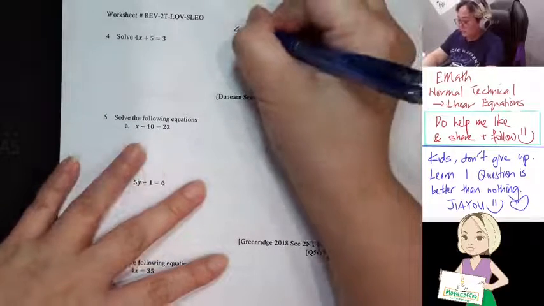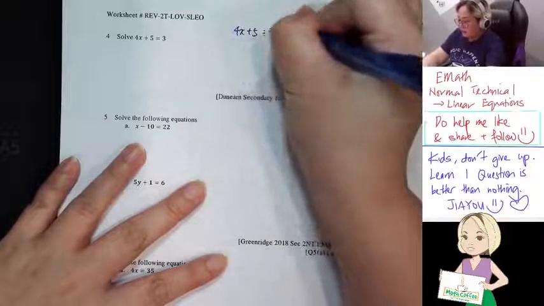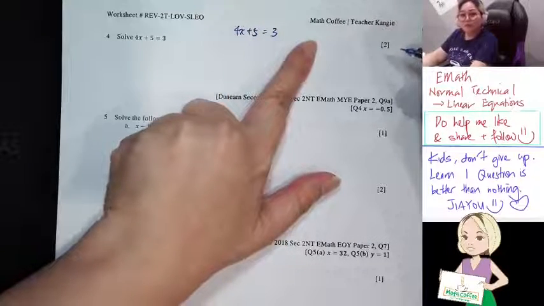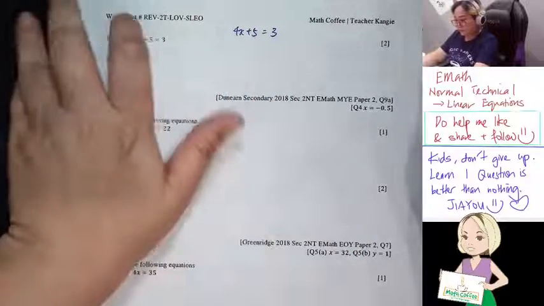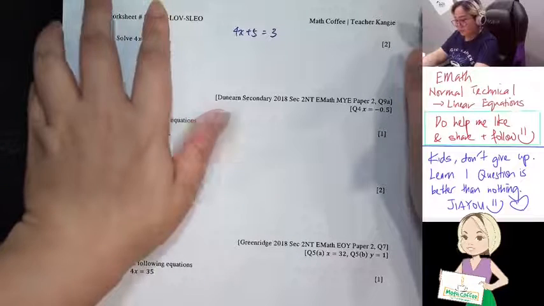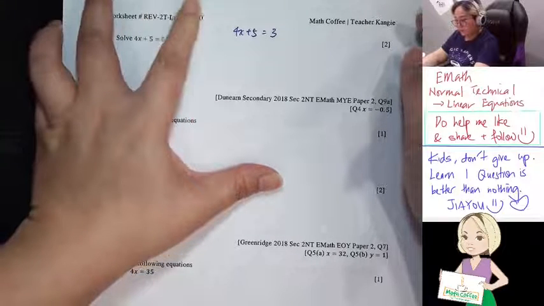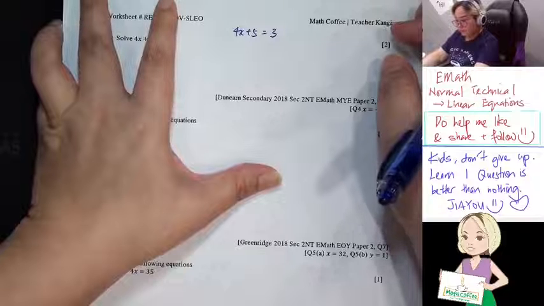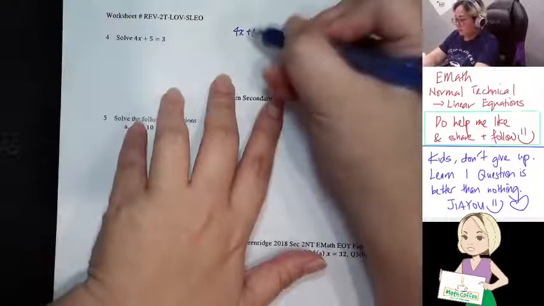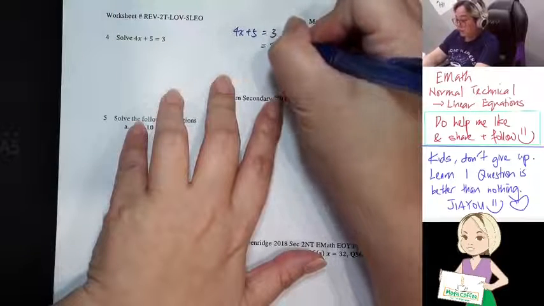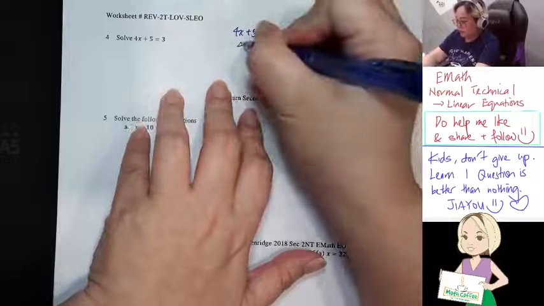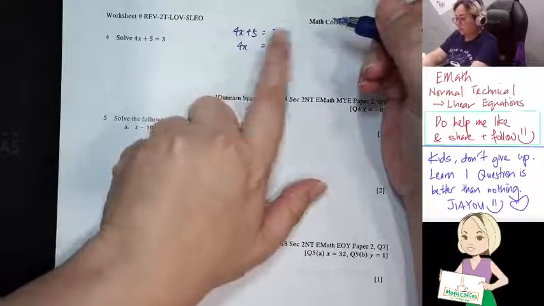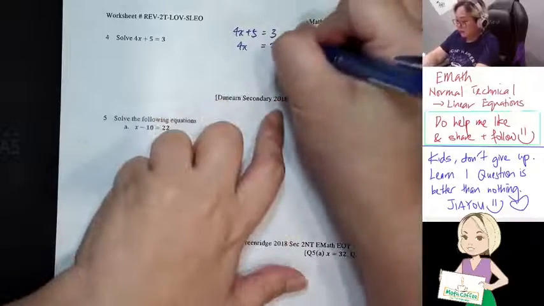Next, 4x plus 5 is equals to 3. So we're going to bring the 5 over first, okay? Okay, so equal in the middle. So 3 remain, 4x will remain. So the only thing I need to bring over is this plus 5 bring to the right hand side. So plus 5 bring to the other side is minus 5.